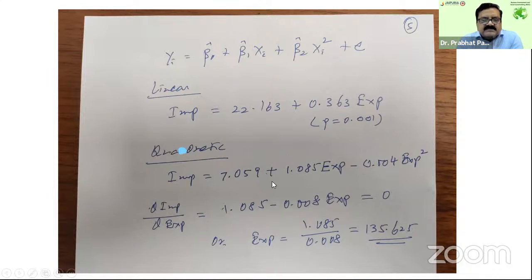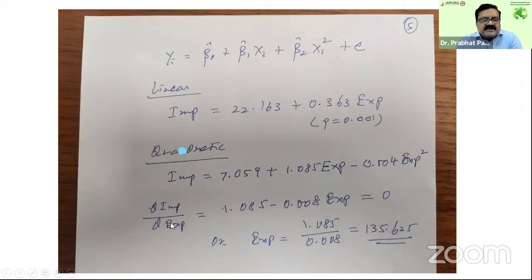If you look at this beta 1 coefficient, it's plus. This means it is giving us an upward trend between expenditure and impression. That means it makes sense to spend money on advertisement. Second one, we have to calculate from this beta 2, and apparently the beta 2 coefficient is minus. This means it's going to give us an upper turning point.